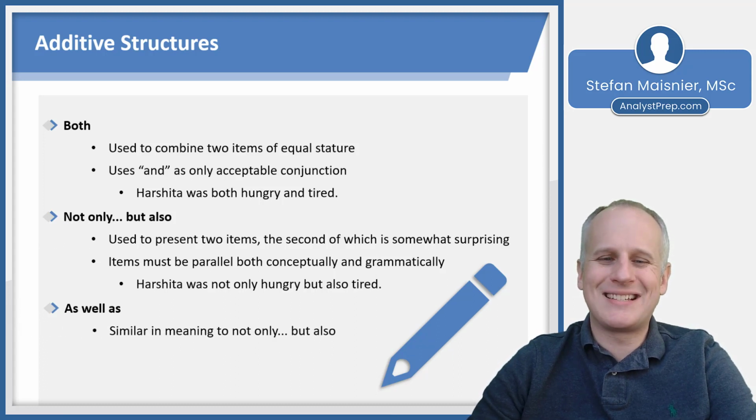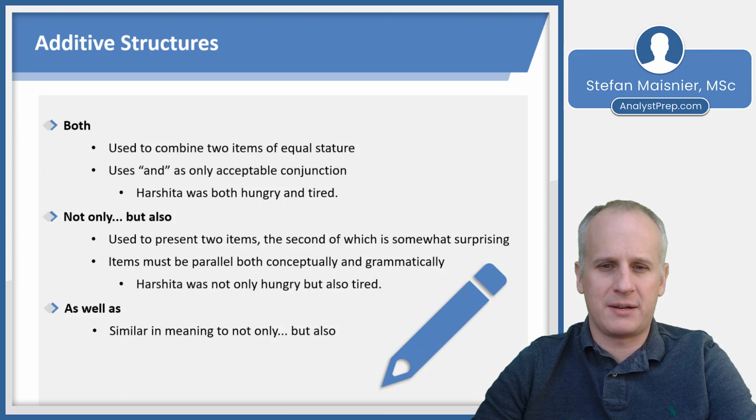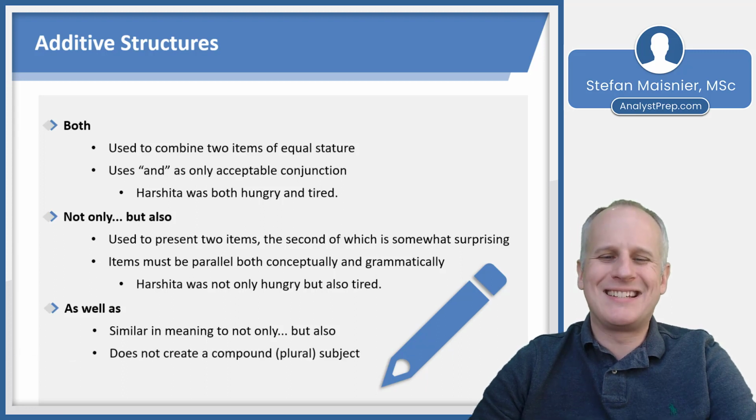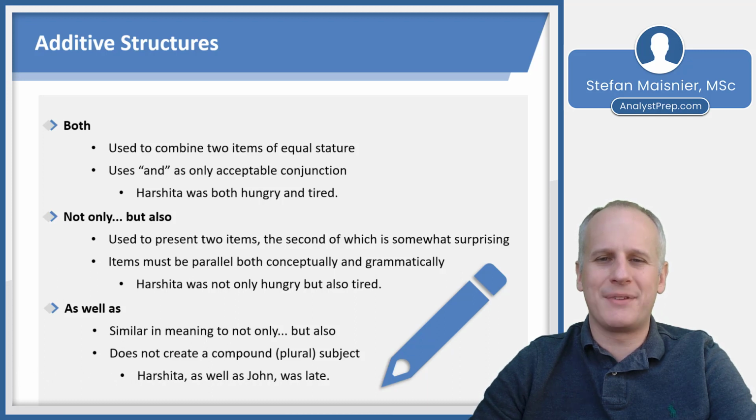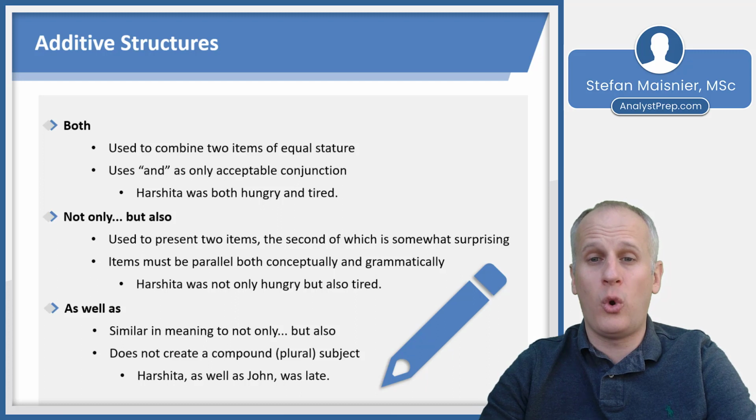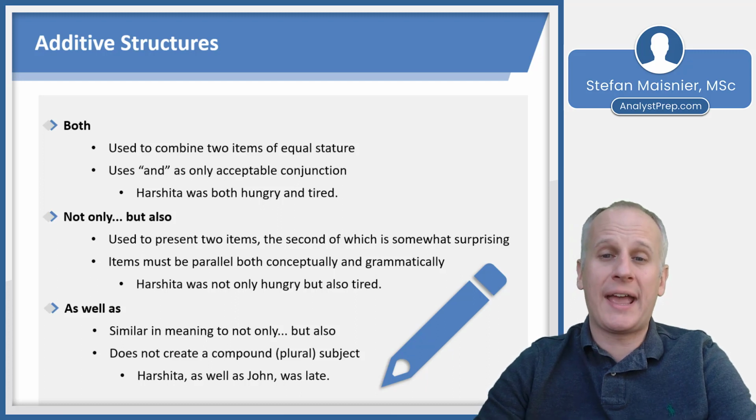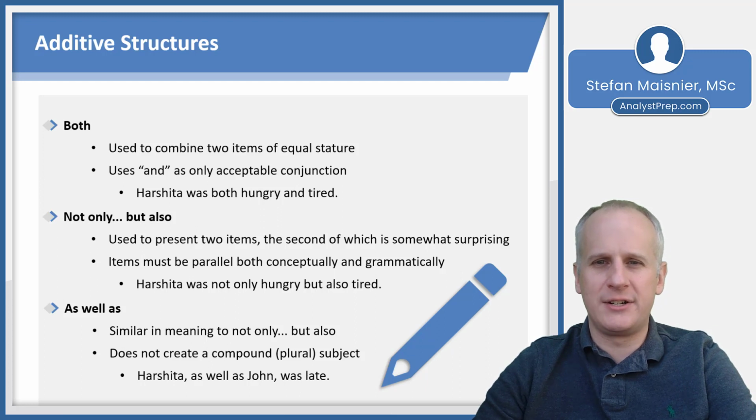So it's very similar in meaning to "not only but also," but it gets employed in different ways as compared to the others. It does not create a compound or plural subject. So we'd say something such as "Harshita as well as John was late." The "as well as John" is just saying that there's someone else who was the same thing as Harshita, and Harshita was late.